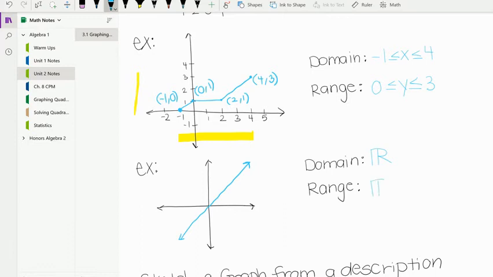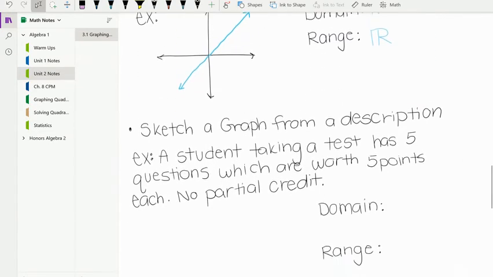2 lines, and then draw an R. So whenever you see a line that has arrows on both sides, it's kind of a giveaway that the domain and range will be all real numbers. All right, moving on to our next thing.